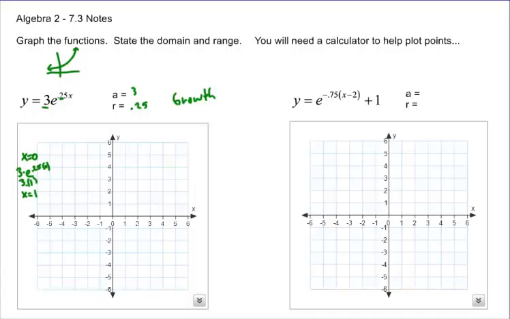And 3 times 1 is 3. So at the point (0, 3), I have a point. And then I'm going to check when x is 1. So I'm going to have 3e to the 0.25 times 1, which is the same thing as 3e to the 0.25. Well, I don't carry around e to the 0.25 power in my back pocket, so I'm just going to punch this into my calculator and get an answer. And it comes out to be 3.852. So when x is 1, I'm at 3.852.